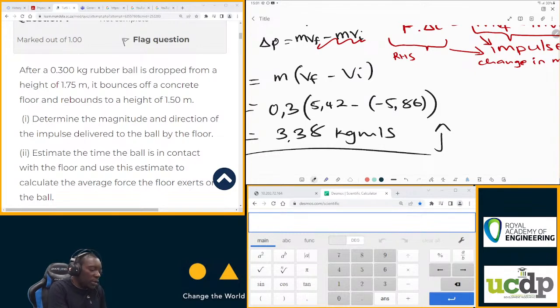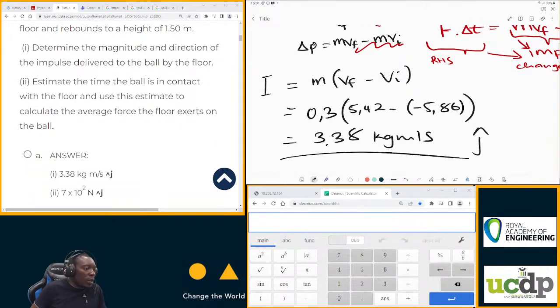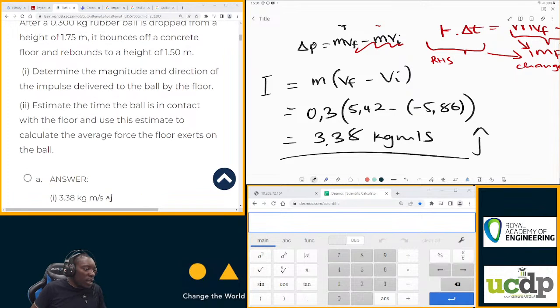That's the impulse, the change in momentum in the upward direction, or positive y direction, or in the direction of the unit vector j. So you give that impulse also as a vector because it has magnitude and direction. So that's what we have, 3.38 there.